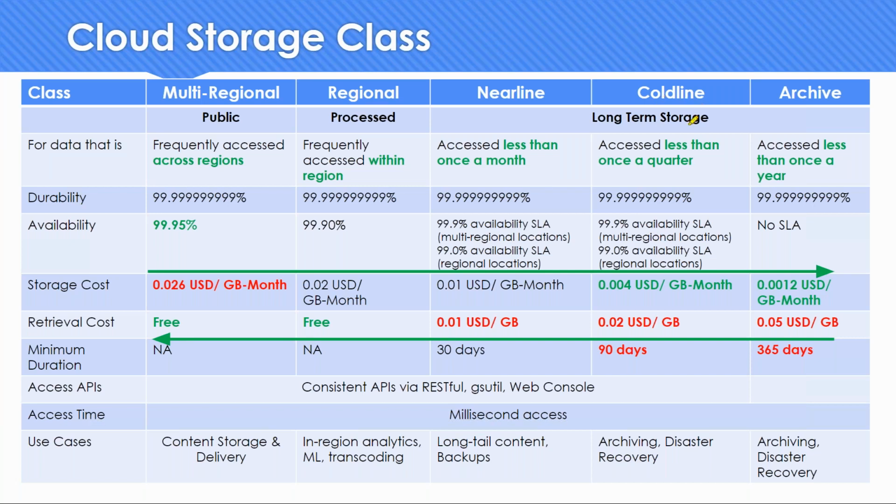Yeah, Mahesh, for example, for the initial couple of weeks or couple of months, I wanted to use it daily, but after, for example, 2 months or 3 months, then I will use it very less. Then can this cloud storage automatically move from regional to nearline or from regional to coldline, something like that? Can we do like that?